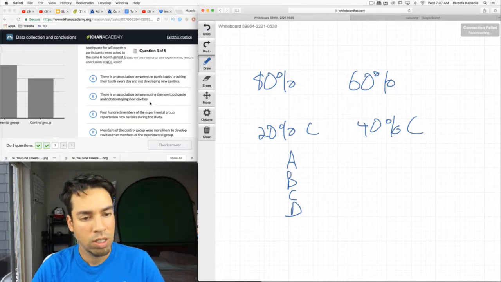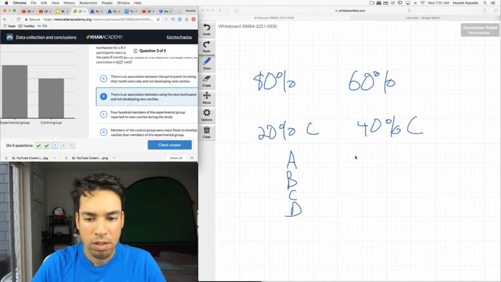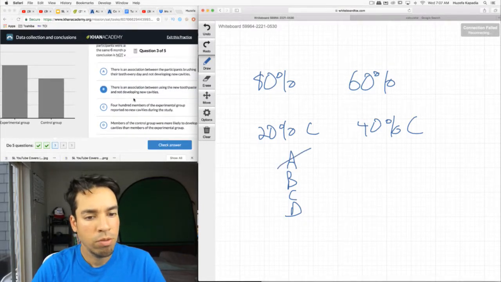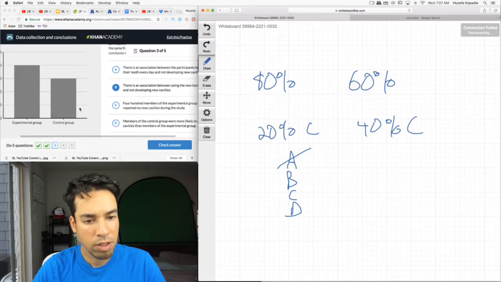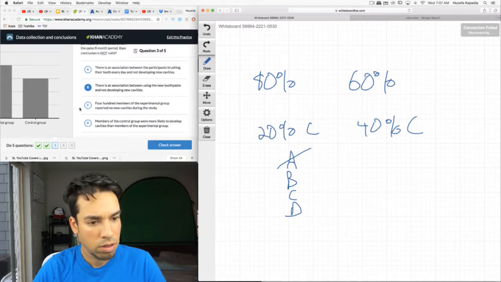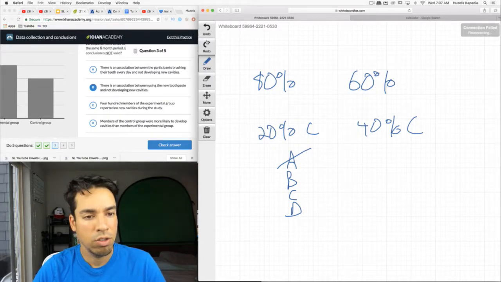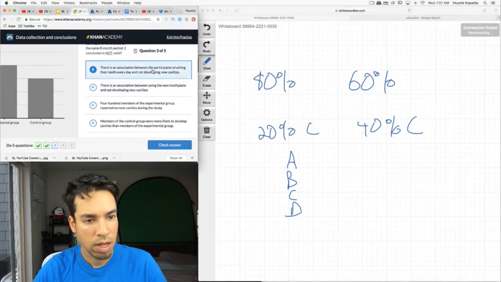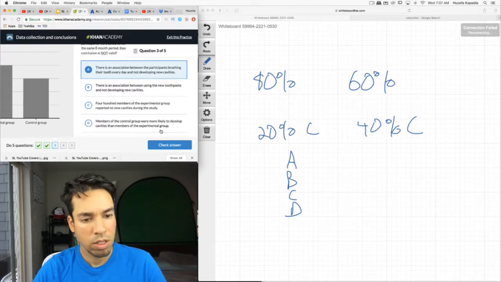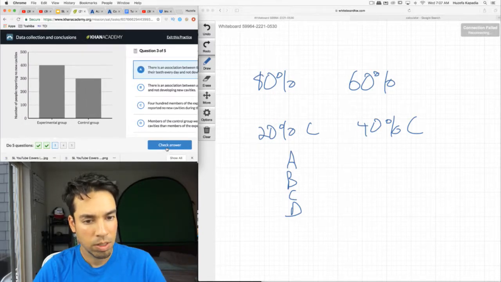There's an association between using the new toothpaste and not developing cavities. I'd say that's probably right. So we'll keep that. 400 members of the experimental group reported no new cavities during the study. Oh, sorry. We're looking at ones that are not valid. Excuse me. Let me undo this. Yeah, I'd say this is valid because that's exactly what the graph shows. Members of the control group were more likely to develop cavities. It's probably valid, so I'm going to go with this.